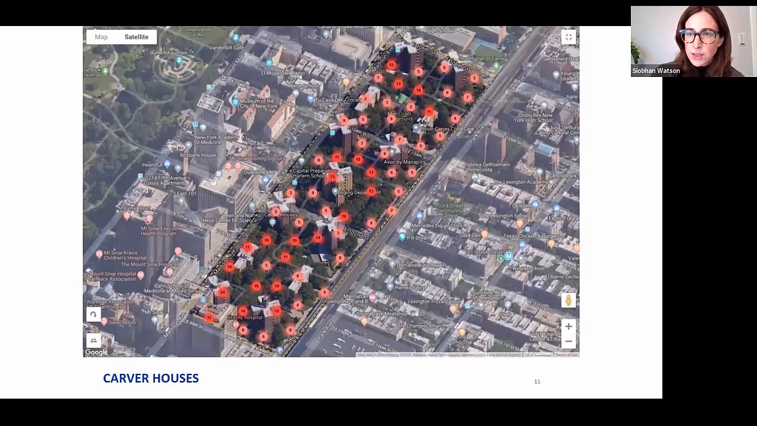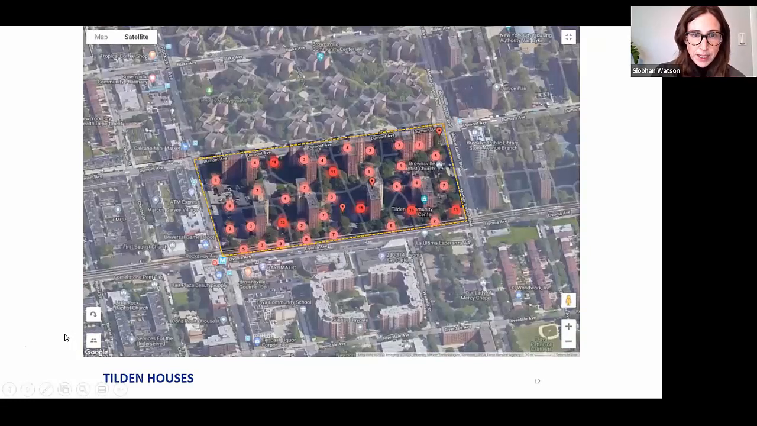One of the interesting things that was found there was that the number of trees was actually an order of magnitude larger than what was estimated from imagery and records of what had been planted there originally. That is, on the one hand, great because we have a lot of trees. On the other hand, it's overwhelming to identify priorities and management strategies for these trees. So this is Carver. I believe the next slide is Tilden, a campus in Brownsville in Brooklyn.